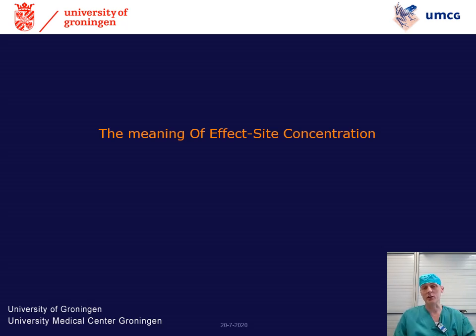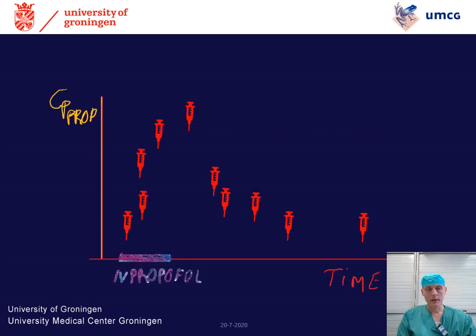Why do we still call it a concentration? It's because it's a mathematical derivative from a real concentration, which is the plasma concentration. So before we can describe the effect site concentration, we need a good description of the time course of the plasma concentration. And this is done in the following way.